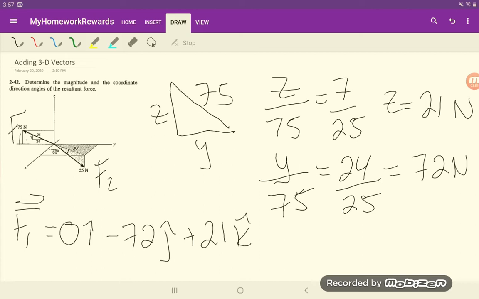Now we'll do the same for F2, except we have some different information here. We're given a 60-degree and 30-degree angle, but you should note that these are not the direction angles or the cosine angles, because they don't represent the angles from the vector to each of the axes. So instead, we'll start with the z component. You can see that there is a 30-degree angle, which represents a depression from the xy plane.